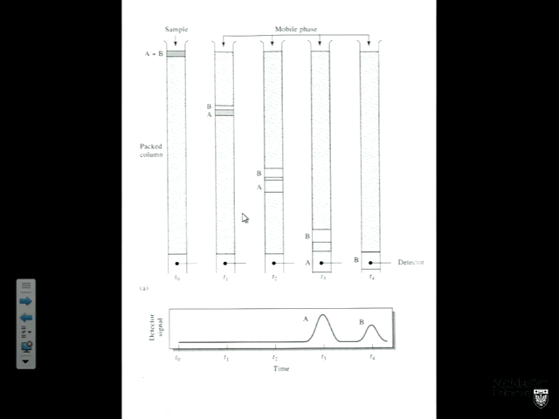We then start adding mobile phase, and we keep running mobile phase through the column. A and B move as bands down the column. In this particular case, A is moving slightly faster than B, meaning that A has a slight preference over B for being in the mobile phase. Molecules of A are better solvated in the mobile phase than molecules of B. Another way of thinking of it is that B has more of a preference to bind to the stationary phase.